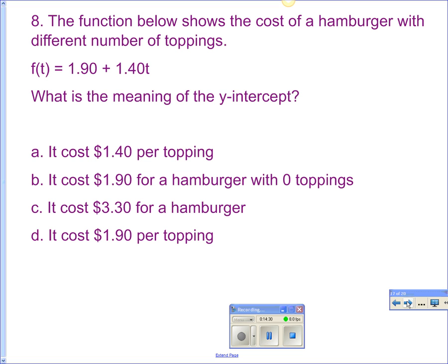Number 8, the function below shows the cost of a hamburger with different number of toppings. What is the meaning of the y-intercept? Levi, what are we circling? Good. Destiny, which one of these two numbers is the y-intercept? The 1.90 or the 1.40? Remember, it's the y, so which one doesn't have an x with it or doesn't have a letter? So this is my y-intercept.